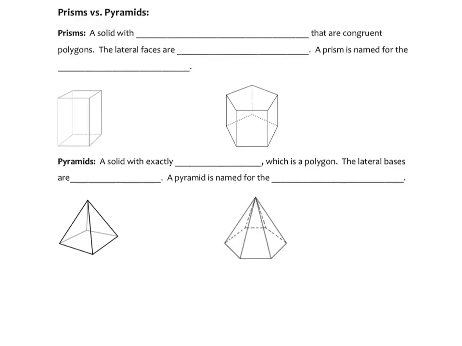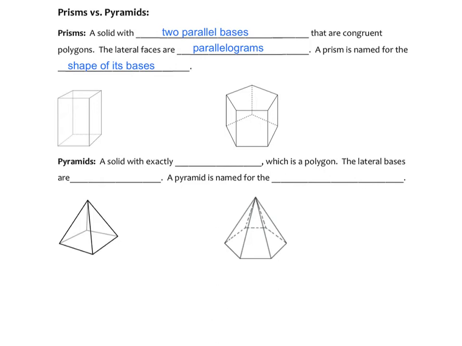Sometimes we have difficulty differentiating a prism and a pyramid. So let's discuss prisms first. A prism is a solid with two parallel bases that are congruent polygons. The lateral faces are parallelograms. And a prism is named for the shape of its bases.